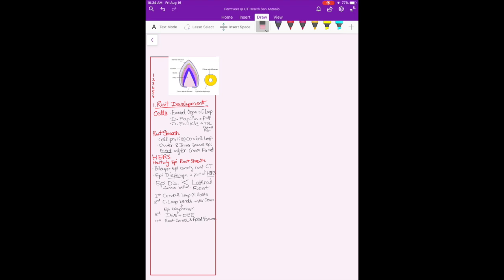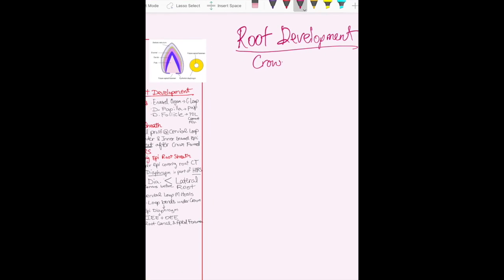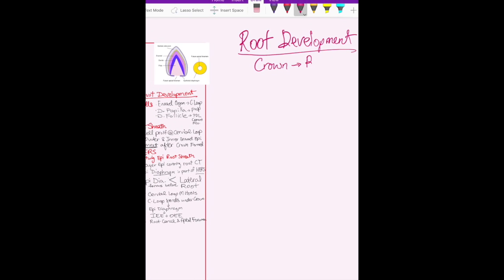Welcome everyone. Let's talk about root development today, and let's jump right into it. So, what is root development? First, your crown has to be complete. After your crown is done, then we will form the root.